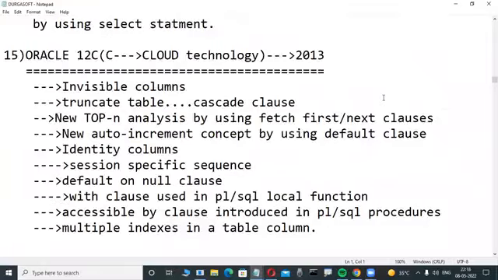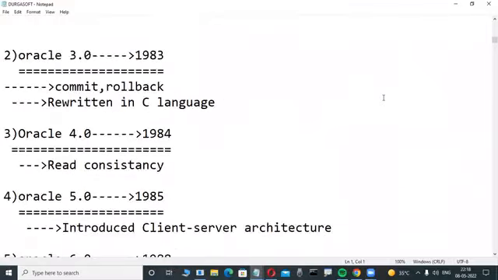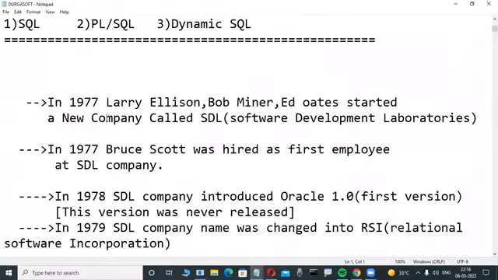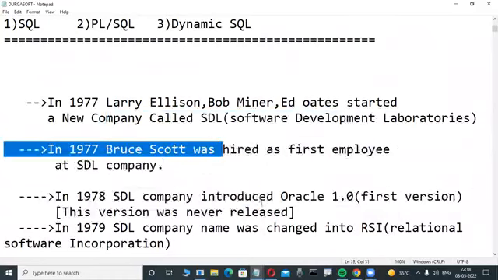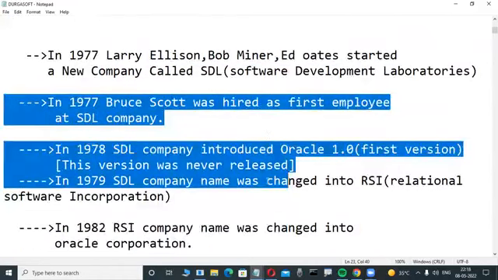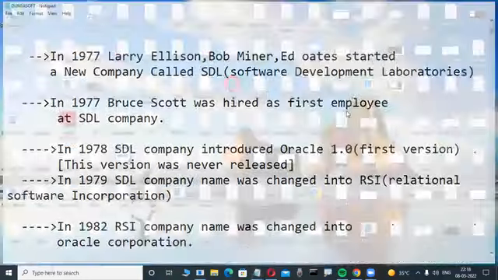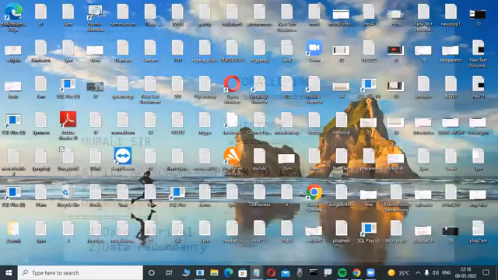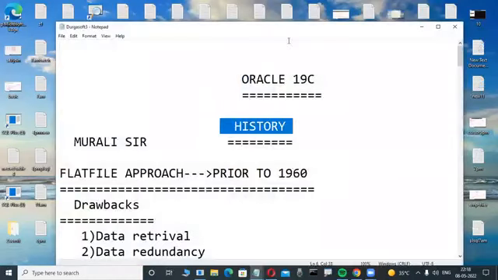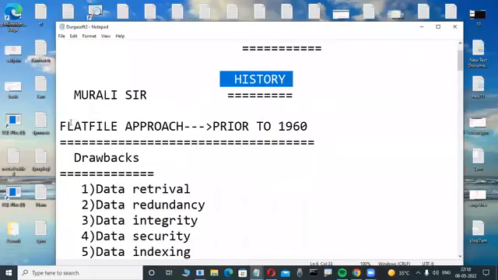What versions are available, what the history is, who created Oracle, what the relational database software is, all those things are covered in the history chapter. In another chapter, not today, later.